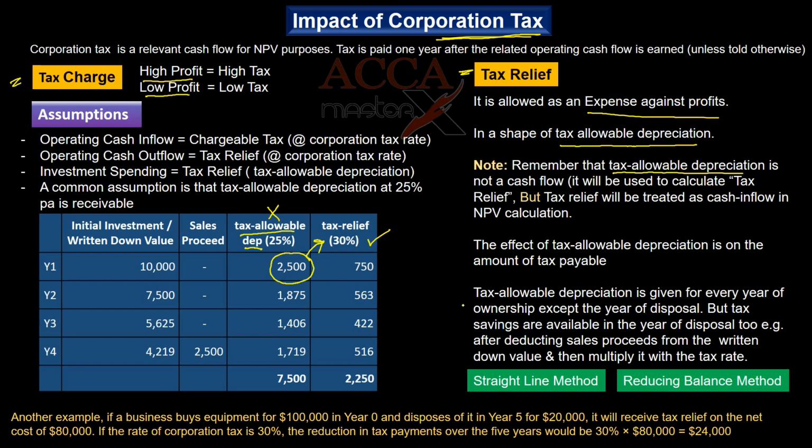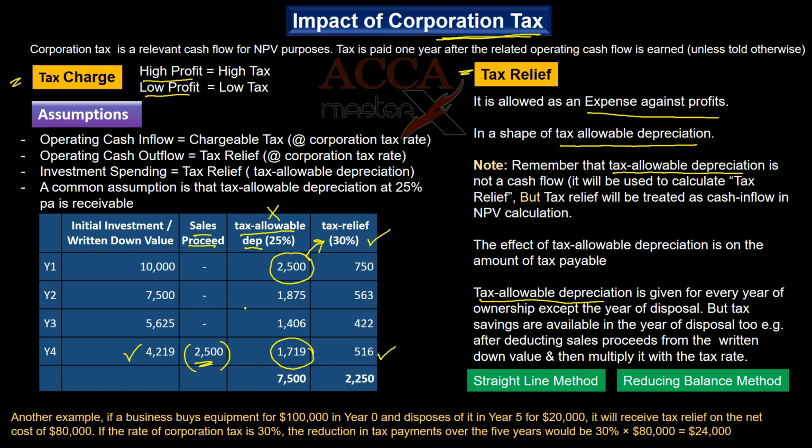Now here we have another important point. Tax allowable depreciation is given for every year of ownership except for the year of disposal. As you can see here, the year of disposal or sale proceeds is year 4. Okay, so we are not giving tax allowable depreciation in this year. Instead, we are deducting this amount from this amount, and that's how we have this amount. Fine, but we will still have tax relief in the year of disposal too.